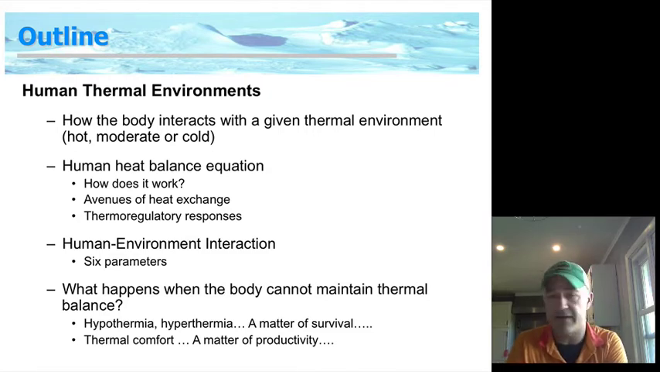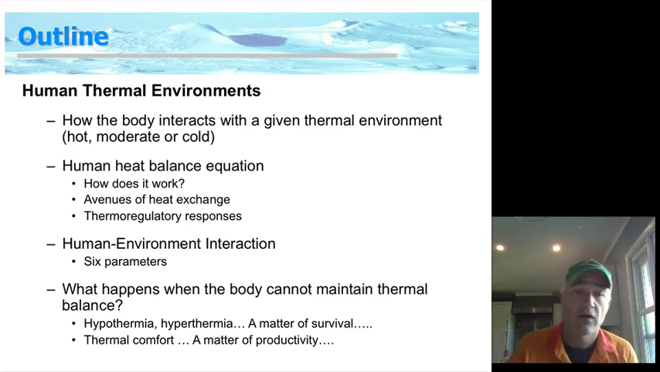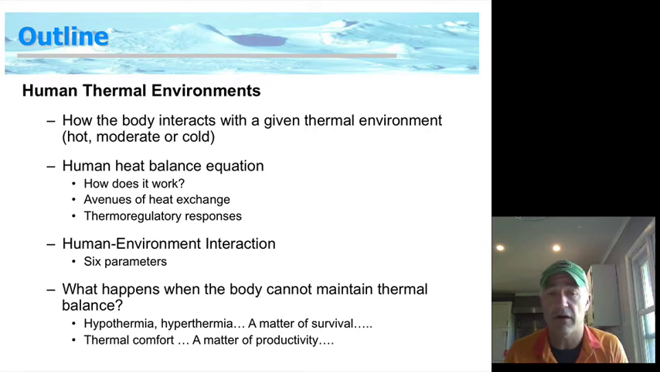Humans have a normal body temp of about 98.6, somewhere around that region. We'll see how we interact with a particular environment is going to be really important to whether we gain heat, whether we lose heat, and what the avenues are by which we can do this. So we're going to be working with what's called the heat balance equation, and we're going to see it has a number of different parts to it, which we're going to work through.